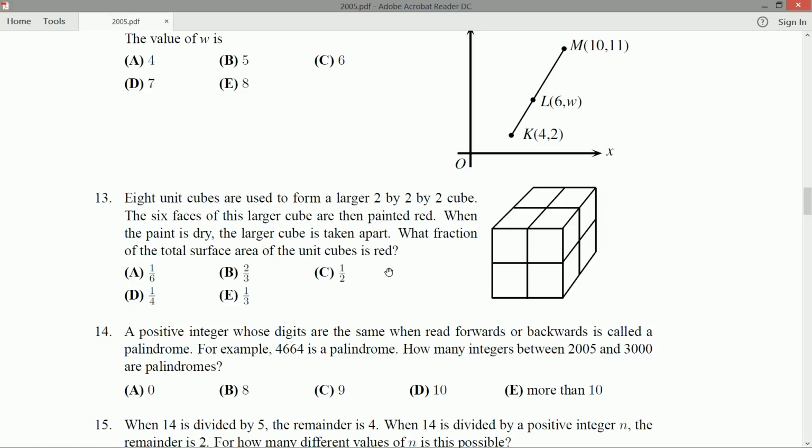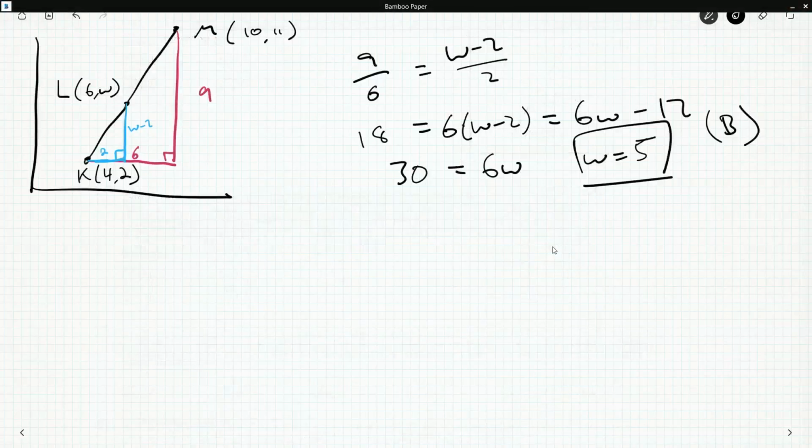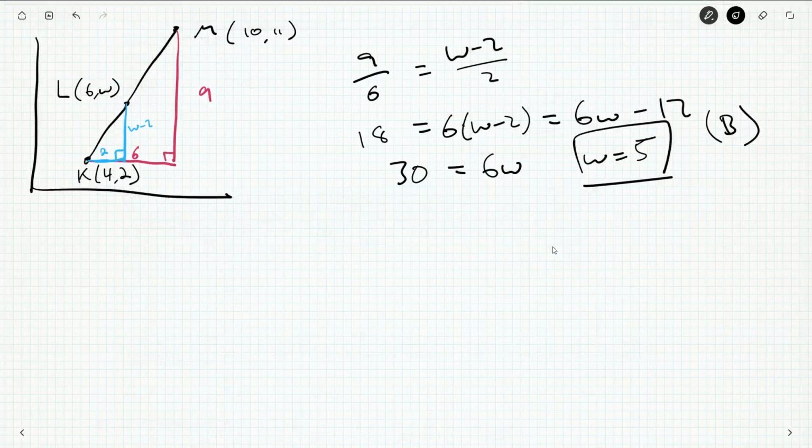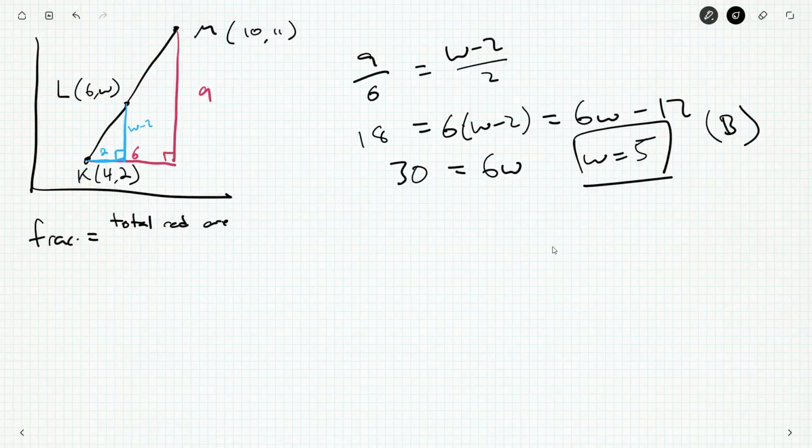It's the total surface area. Okay. So the whole of the larger cube is painted red. So the amount of red surface area is just going to be, well, let's calculate the surface area of a 2x2x2 cube. So we want the fraction, so our fraction is going to be the total red area out of the total surface area.